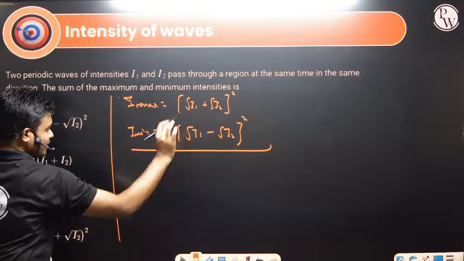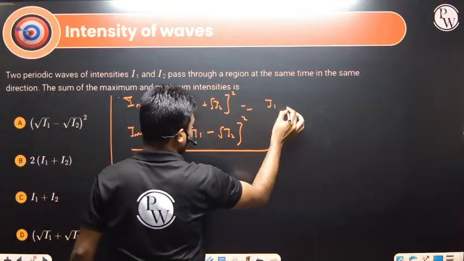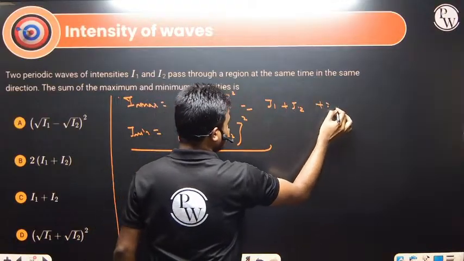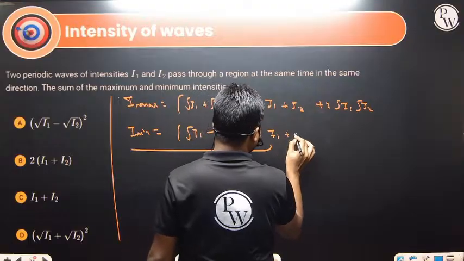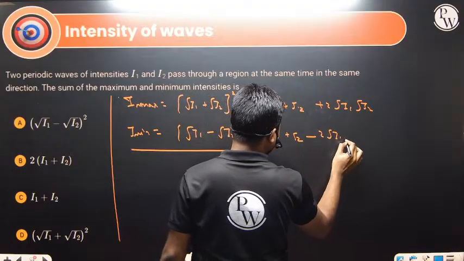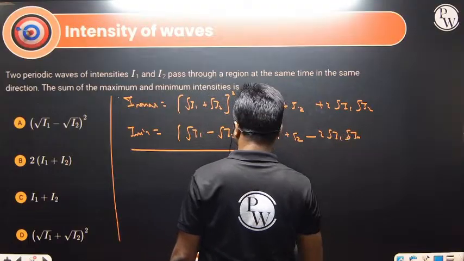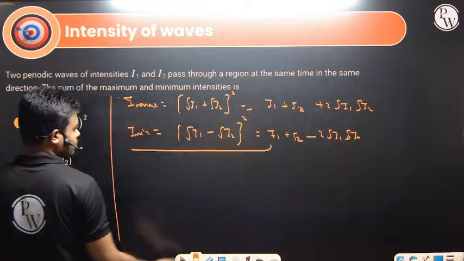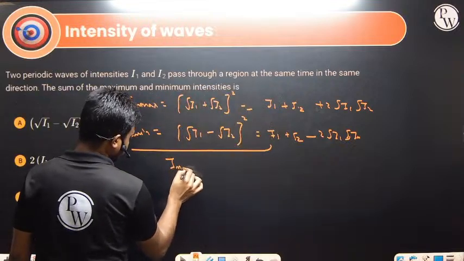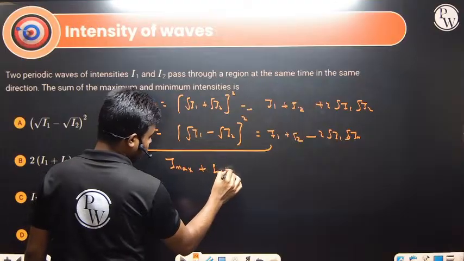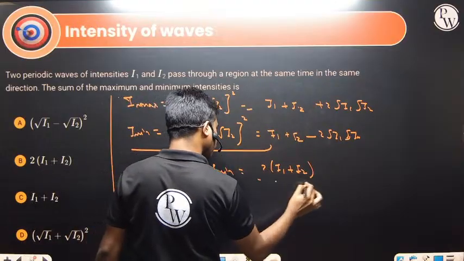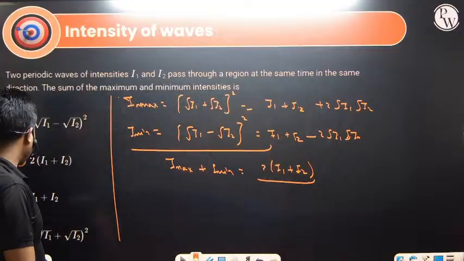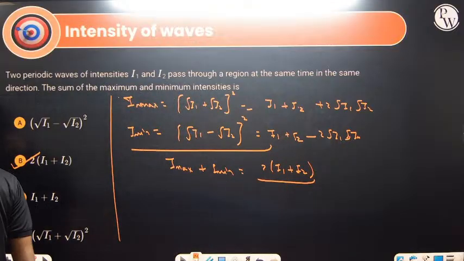So just adding this, this will be I1 plus I2 plus 2 root of I1 into I2, and this side will be I1 plus I2 minus 2 root of I1 into I2. If we add both of these, I max plus I minimum, what will we get? So this will be 2 times of I1 plus I2. Here the 2 times of I1 plus I2, that is option B over here.